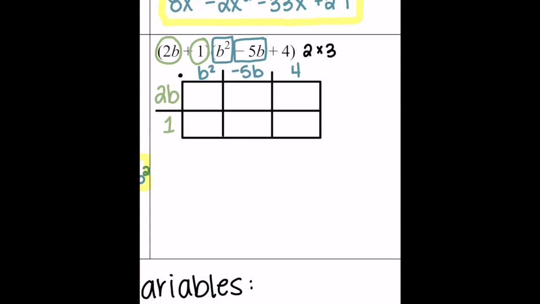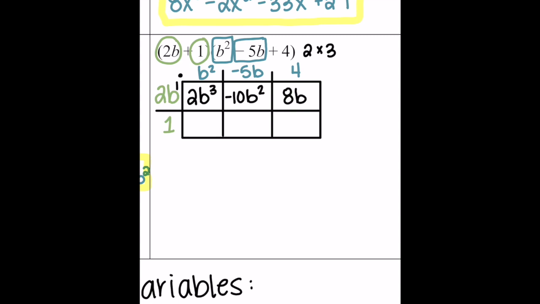Now we are going to multiply. 2b times b squared. Remember that 2b has an exponent of 1, so we're still multiplying 2, and we're going to have b to the third power because we're adding those exponents. Then 2b times negative 5b. 2 times negative 5 is negative 10. B to the first power times b to the first power is b to the second power. 2b times 4. 2 times 4 is 8, and b.